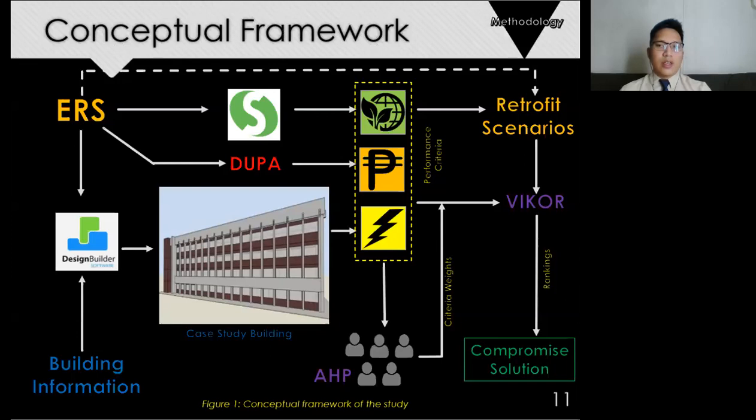In this work, a case study was modeled in Design Builder, using various building data and information. Next, ERS were then integrated individually on a case study building, then cumulatively through retrofit scenarios. These retrofit scenarios were based on calculated performance criteria of environment, economic, and technical metrics. Two MCDA methods were used to determine the compromise solution: analytical hierarchy process or AHP, and VIKOR as the weighting and ranking method respectively. To test the robustness of the model and the methods used, a sensitivity analysis was done on the MCDA tools used.